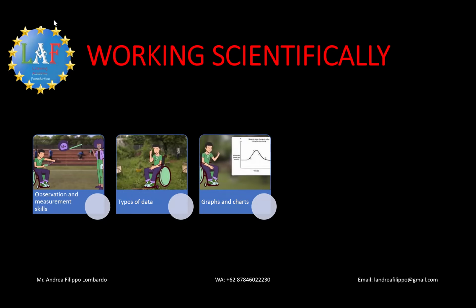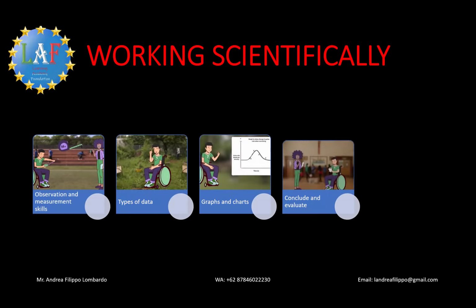The different types of graphs and charts are used to show results, so they need to be drawn and labeled correctly. So scientists use patterns in the data to reach a conclusion. A conclusion sums up what has been found out during an investigation. So it should be clearly structured and explained using scientific knowledge.